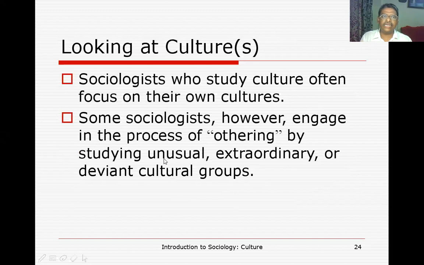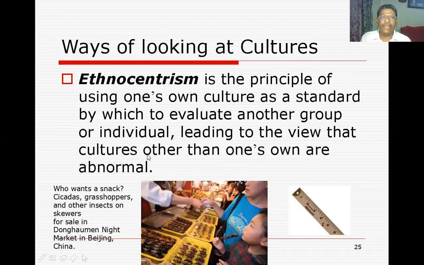As we continue to understand the culture, sociologists who study culture often focus on their own cultures. Some sociologists, however, engage in the process of othering by studying unusual, extraordinary, or deviant cultural groups. So these are all sociological perspectives. As we look at these technical words, we need to understand ways of looking at the culture. We have been trying to understand what is culture, the norm, the taboos, and different types of cultures. But now we get into the ways of looking at the culture.